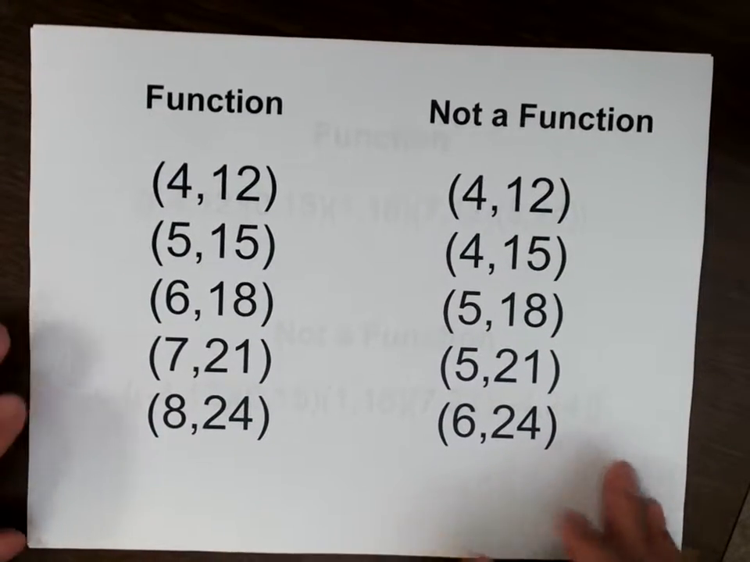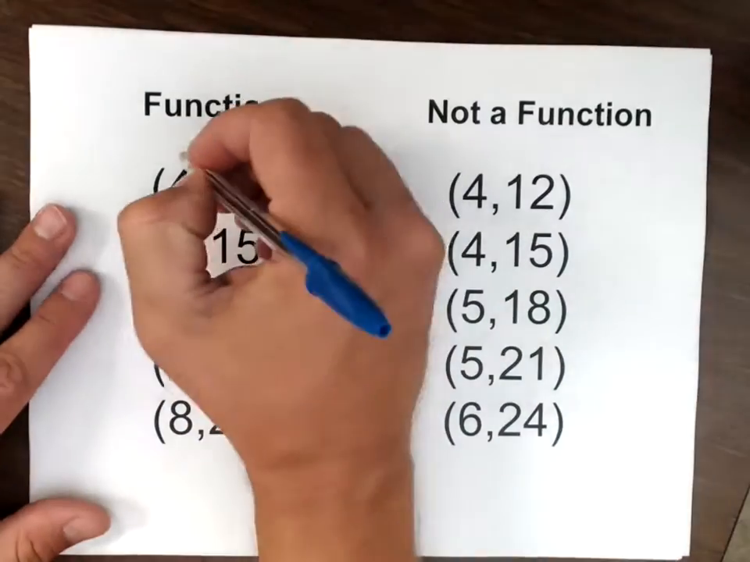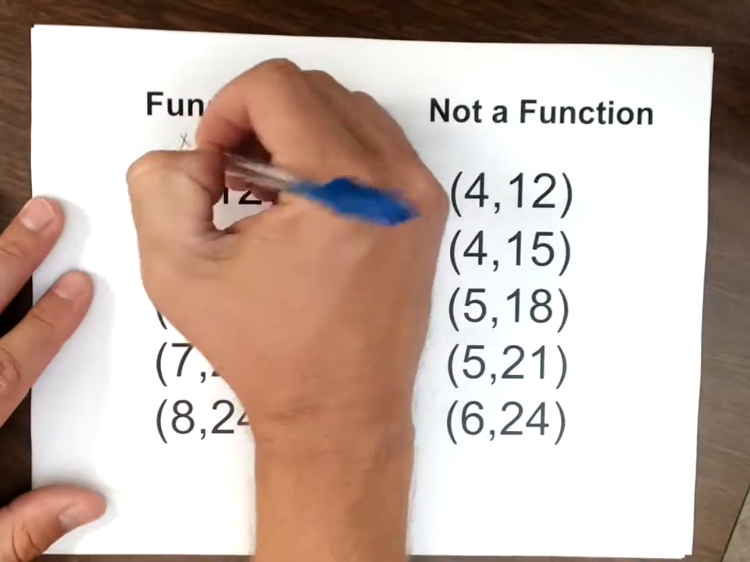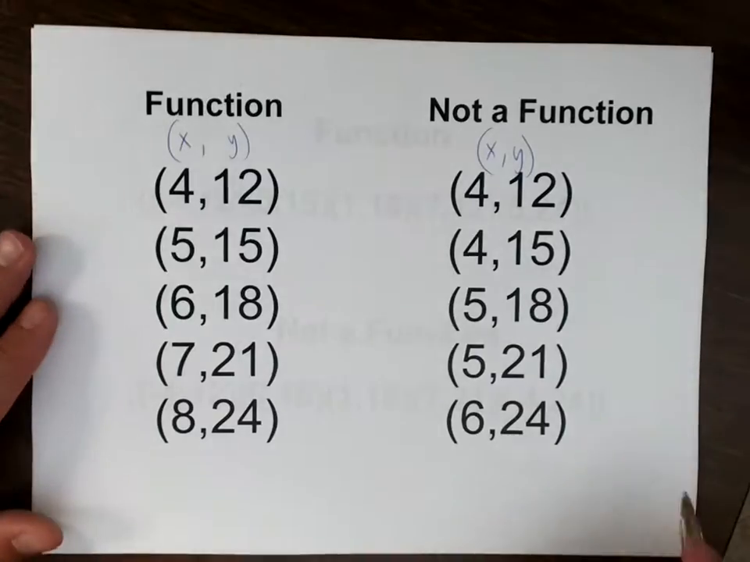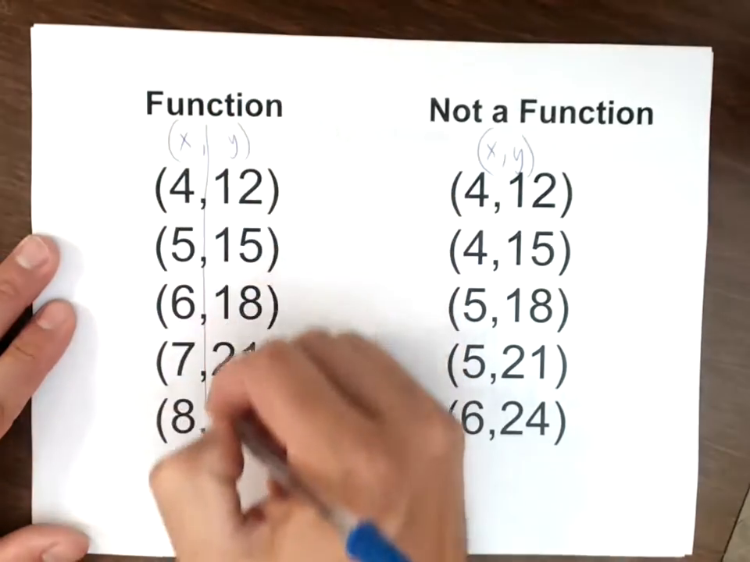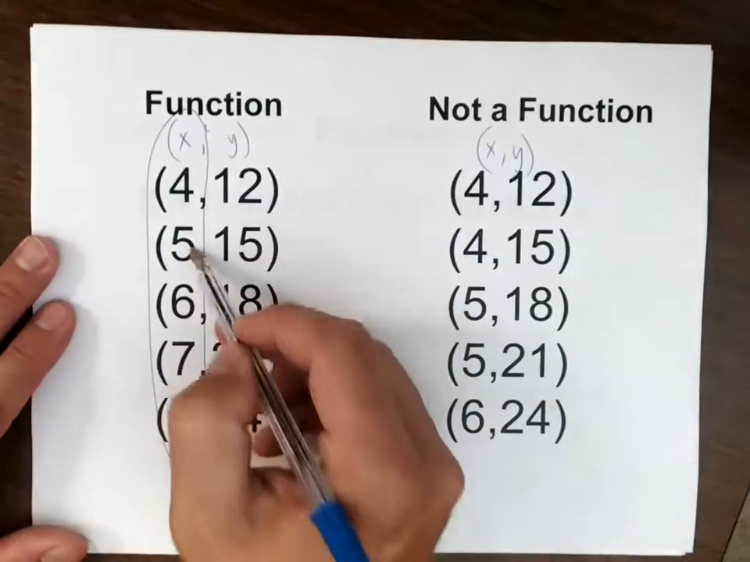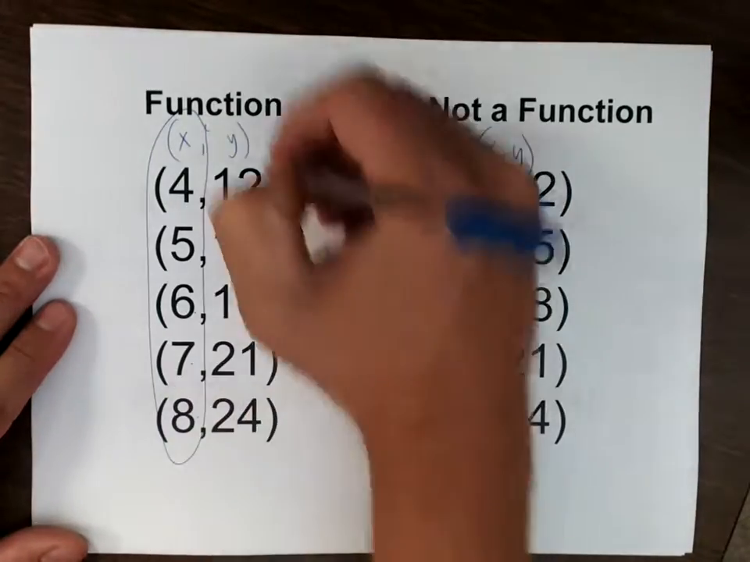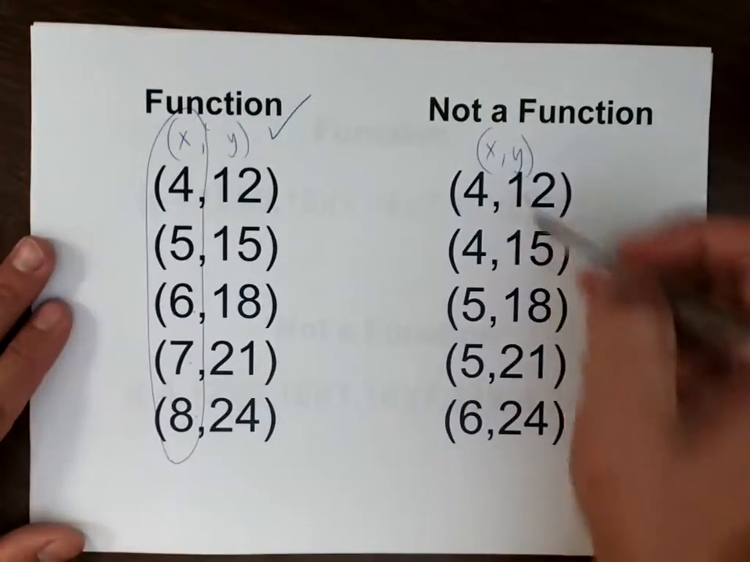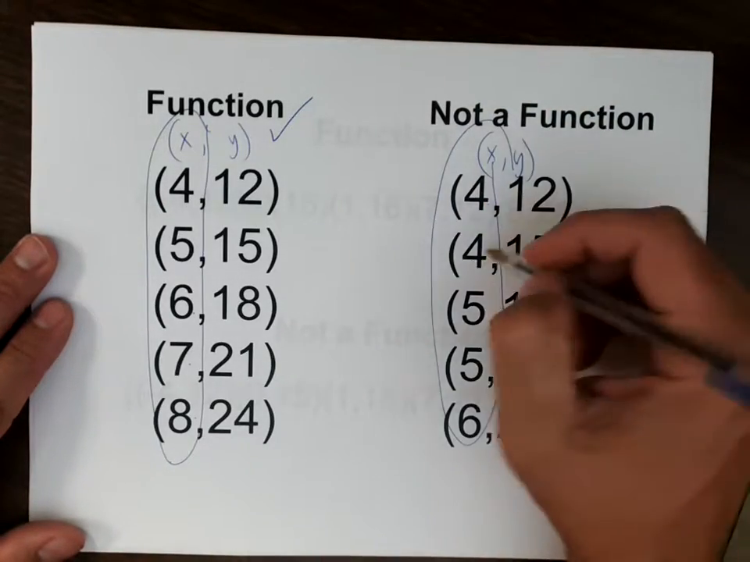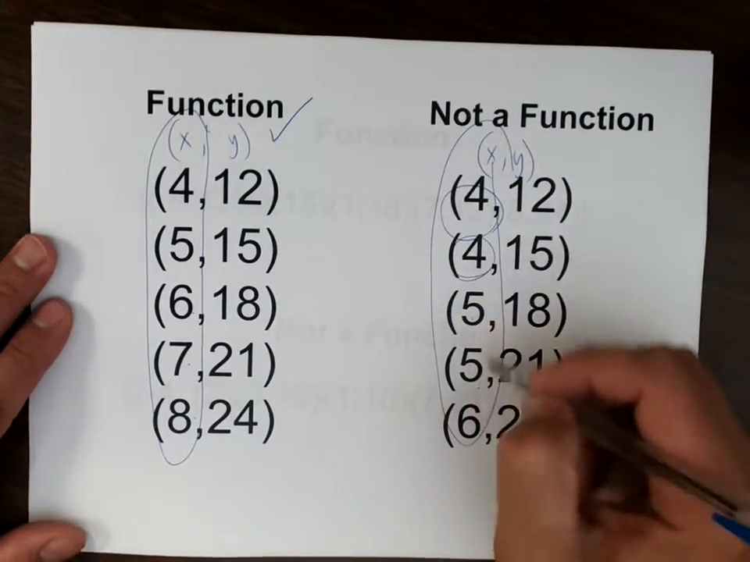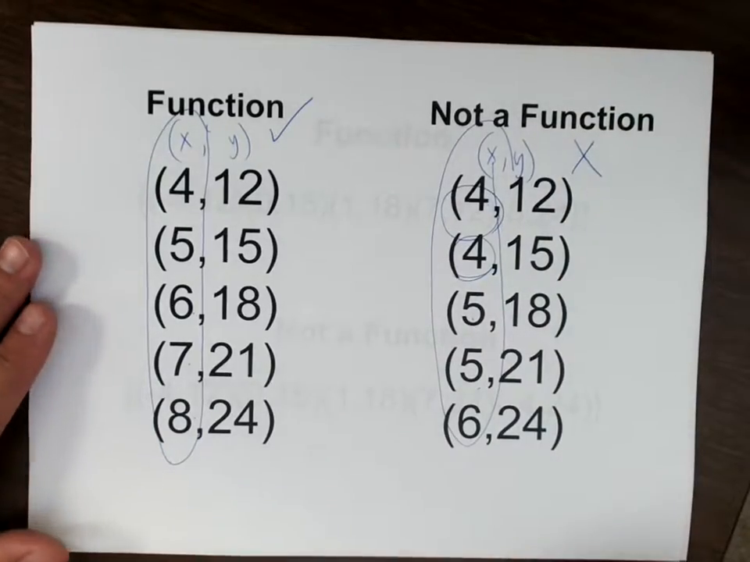Couple more examples here of these. Let's see, once again, we should know it's x comma y for coordinates. So here's my x. Okay, 4, 5, 6, 7, 8. Yes, this is a function. Look at the x only over here. 4, 4, I can stop there. Even my 5 is repeated, so no, this is not a function.